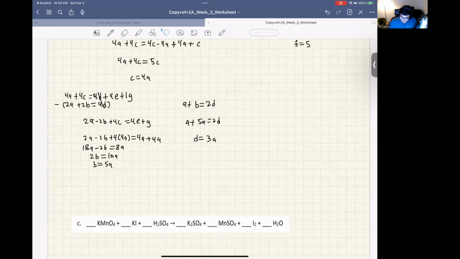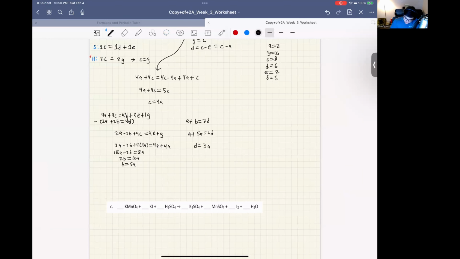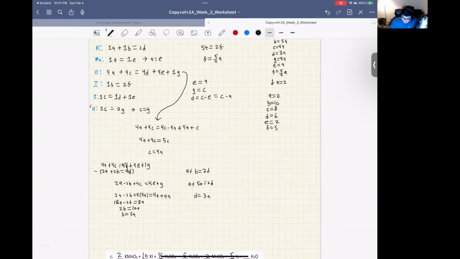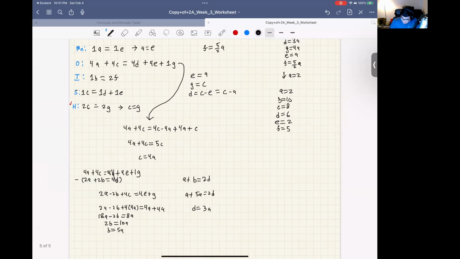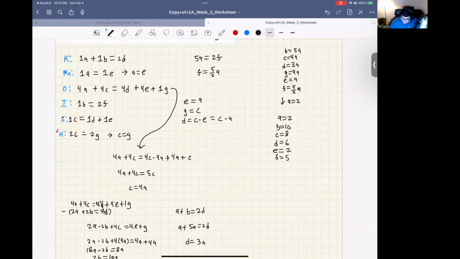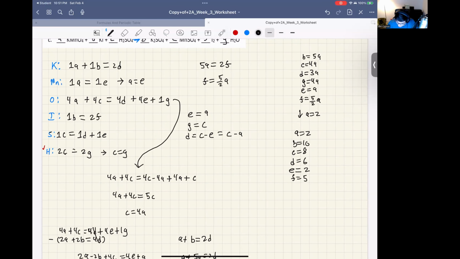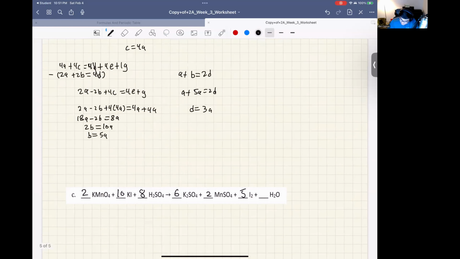Now I can finally take all of these and plug it in here. So A is 2, so 2, 10, 8, 6, 2, 5. I totally forgot about G. Uh-oh. Did I go out of order here? So A is 2, B is 10, C is 8, D is 6, E is 2. Okay, so I did just miss G. So G is also 8. All right, and then that is your answer.